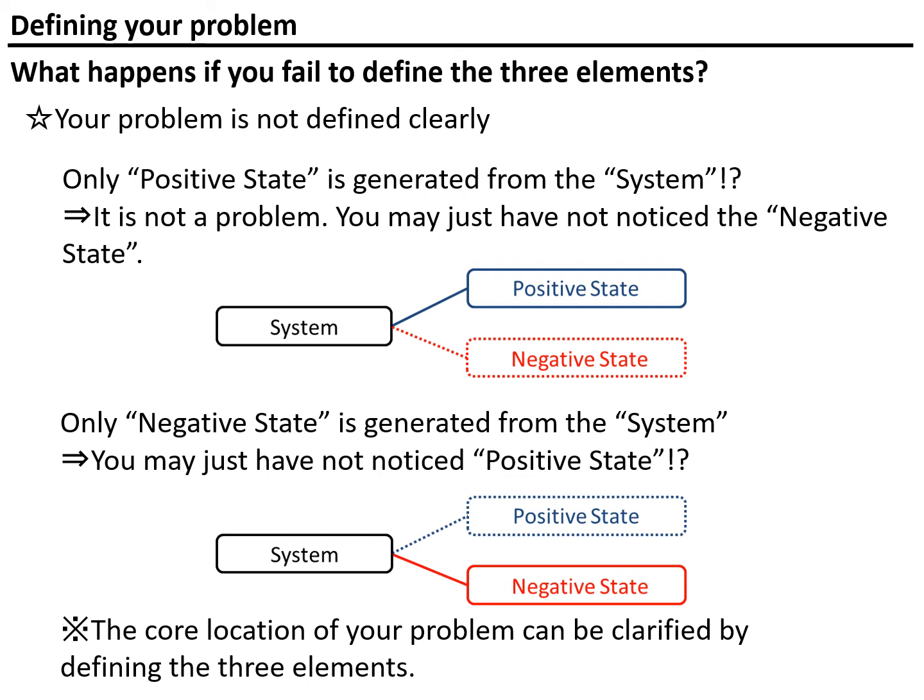So the core location of a problem can be clarified by defining the three elements. I just want to stress, by explaining this, how important these three information elements are.